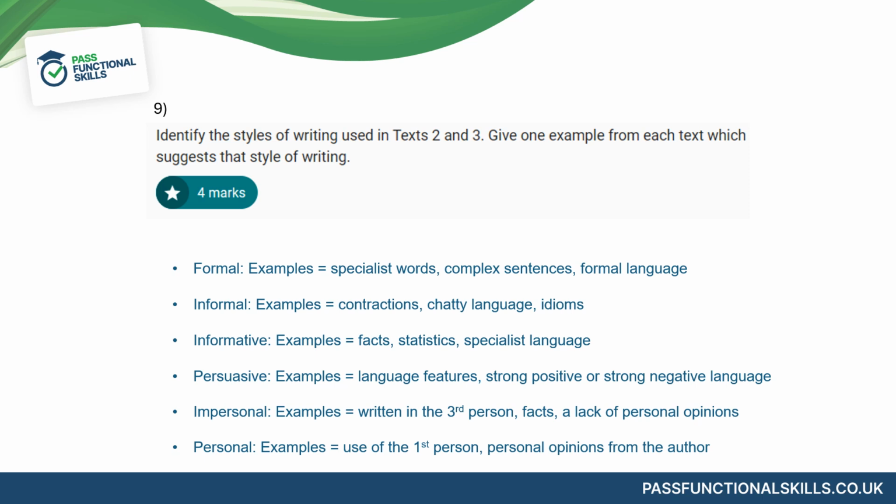Another thing to note is often students get informal and informative mixed up. These words are similar, but they do mean completely different things. Informative means to inform the reader, so to tell the reader about something. So often we have facts, statistics, and specialist language in that. Informal is the opposite of formal, so it just means a bit more of a casual style. So contractions, chatty language, and idioms are examples for informal.